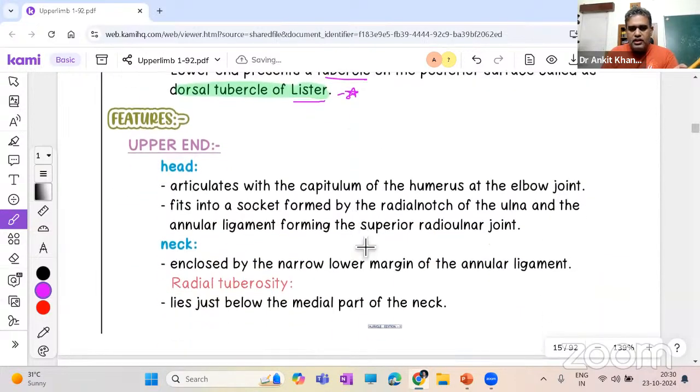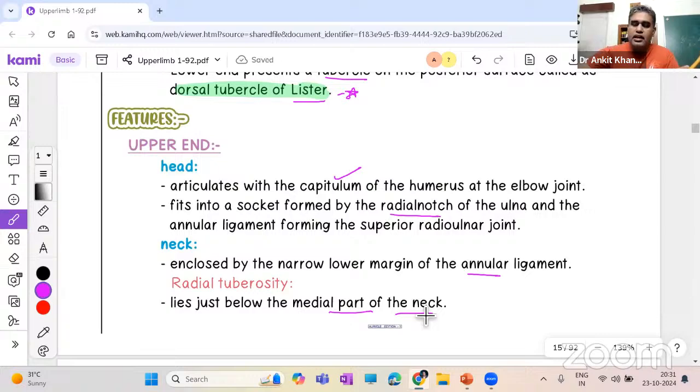Then there are features over here. Head will articulate with the capitulum. It forms a socket for the radial notch that we'll see. Neck has a ligament, the annular ligament, that we'll see once we see the ulna also, because they both will correlate well. Radial tuberosity will be present just below the middle part of the neck.